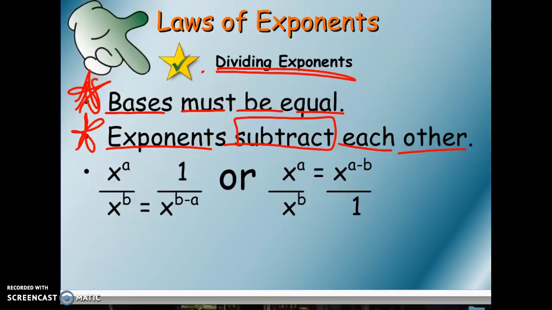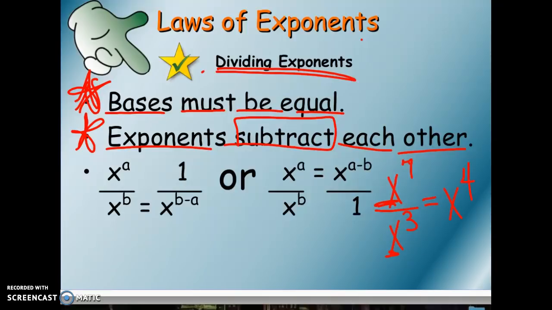So you will subtract your exponents here. So let's say I have x to the 7th power over x to the 3rd power. Well, I would just say, okay, they have the same base. So 7 minus 3 is x to the 4th power. And you may ask me, how in the world does that work?